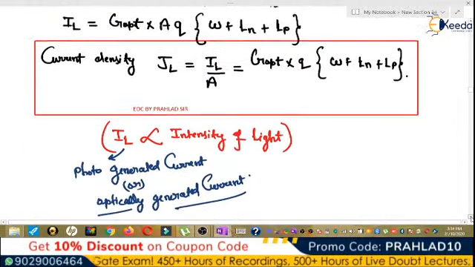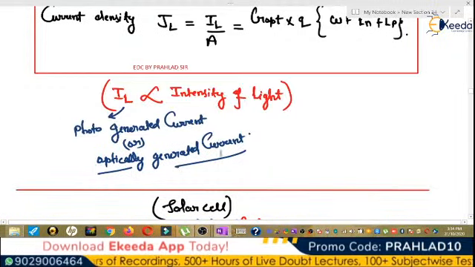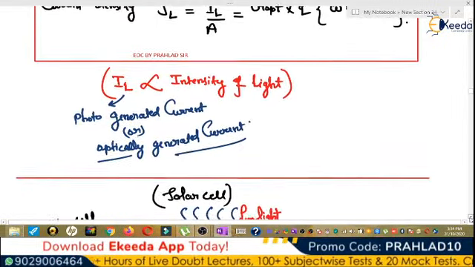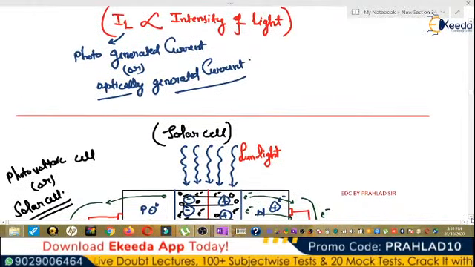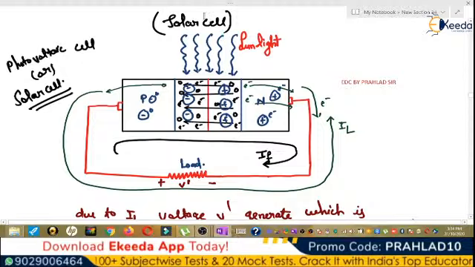So generated photocurrent, or IL, the optically generated current, is directly proportional to the intensity of light. The more the intensity of light, the more the generated current. Now we talk about the solar cell.